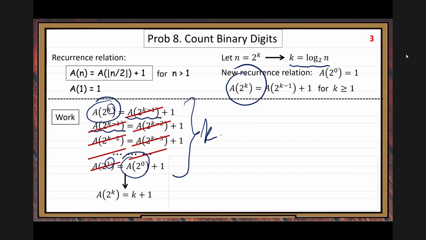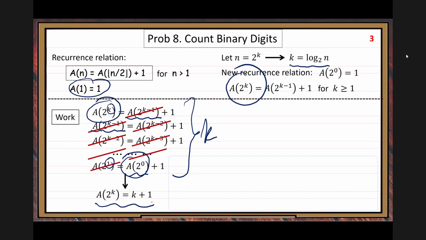All right, so at the end, because the initial value is 1, so k plus 1. So first, this a of 2 to the k, when n equals a power of 2, you get this exact answer, k plus 1.